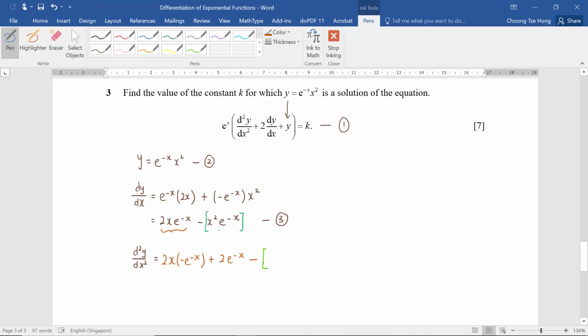Differentiate inside the green bracket, x squared times e to the power negative x. Leave the first term, differentiate the second term. Plus, now differentiate the first term, which is x squared, you get 2x, then leave the second term. So we will get this. Let me change it back to the green bracket.